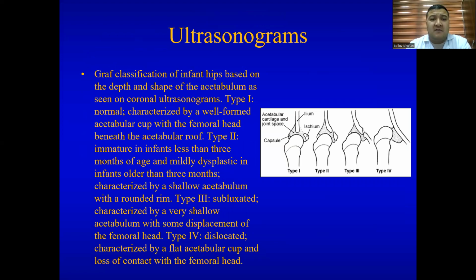Ultrasonograms. Graf classification of infant hips based on the depth and shape of the acetabulum as seen on coronal ultrasonograms. Type 1, normal, characterized by a well-formed acetabular cup with the femoral head beneath the acetabular roof. Type 2, immature in infants less than 3 months of age and mildly dysplastic in infants older than 3 months, characterized by a shallow acetabulum with a rounded rim.